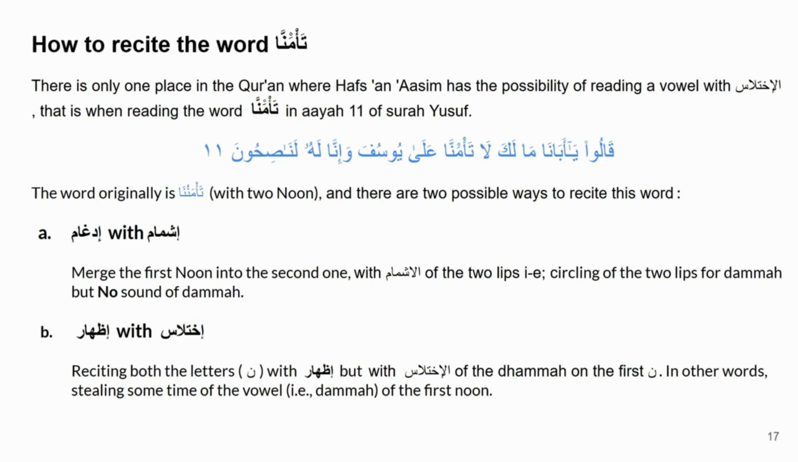And the second possible way to recite this word is idhar with ikhtilaas, which means reciting both letter noons with clarity, or idhar, but reciting the first noon, which is with dhamma, with the ikhtilaas of dhamma. That means stealing some part of the vowel, which is dhamma of the first noon. And this is how we will recite.